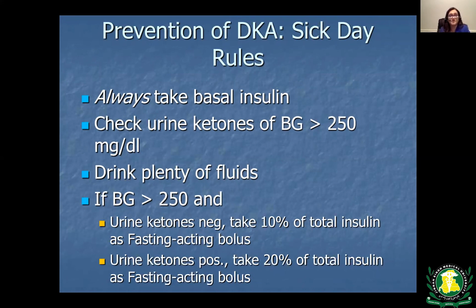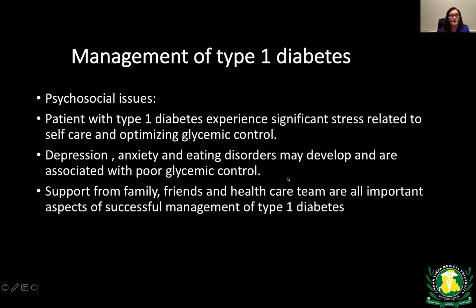So patients must always take their basal insulin. They should check the ketones if the blood glucose is over 250, drink plenty of fluids, and then take the bolus insulin, which can be adjusted based on their meals or the amount of carbs they intake.